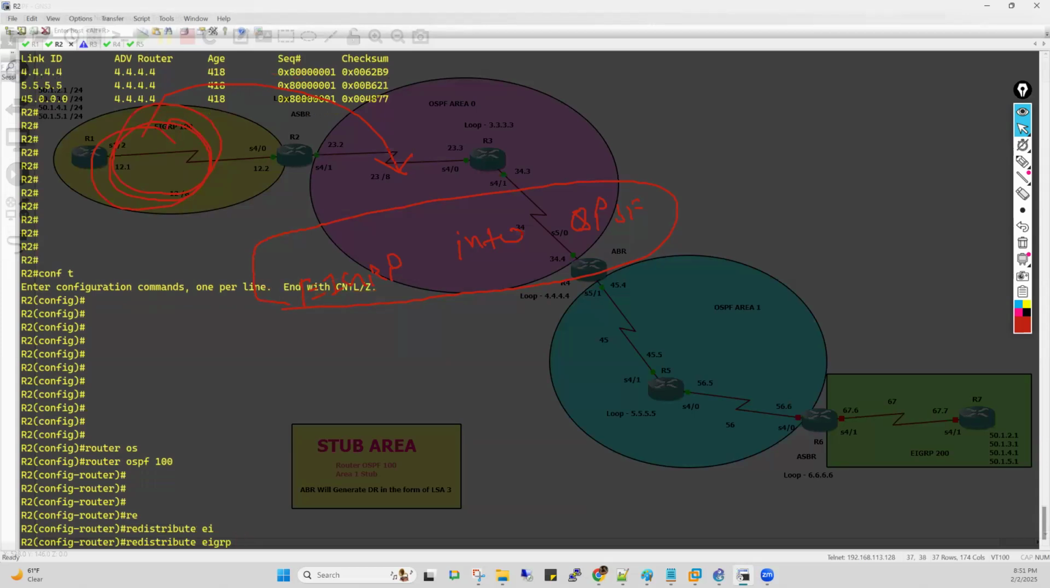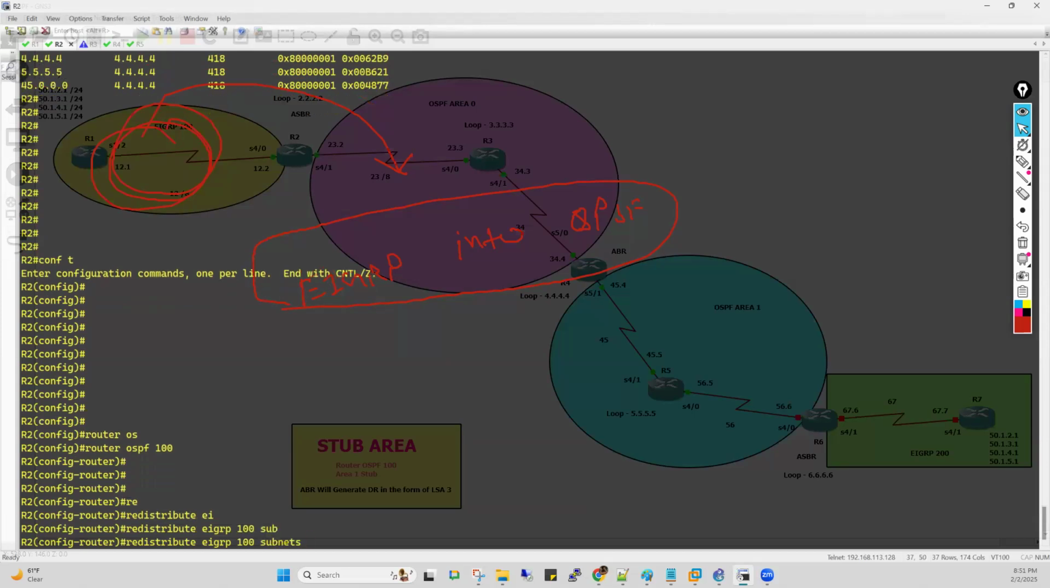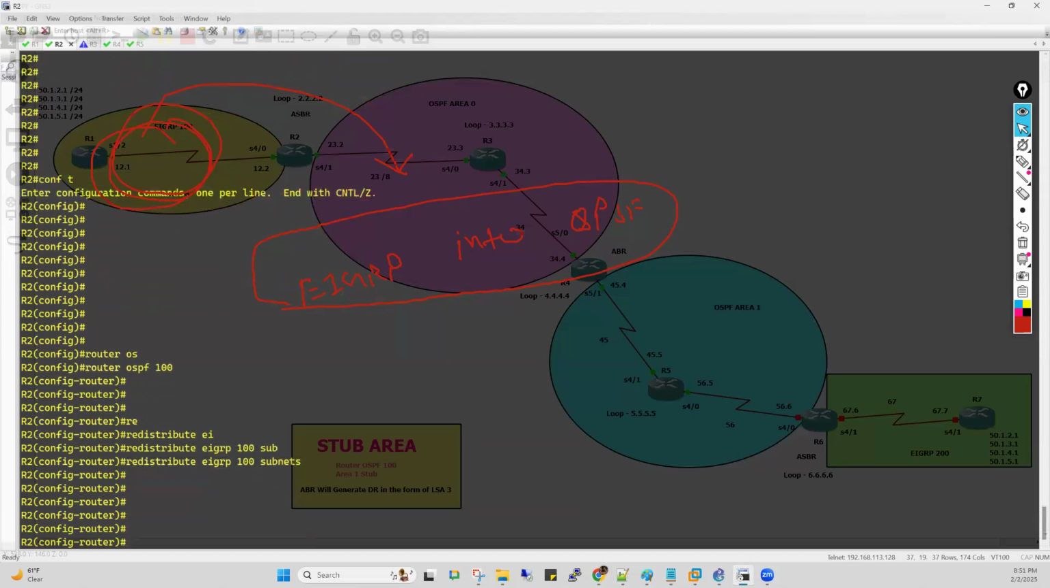What is the AS number of your EIGRP? We are using AS number 100. And then write one keyword, that is subnet. That's all. So basically, this is the command by which we can redistribute EIGRP information into OSPF. Clear? Now come on R5 and check.